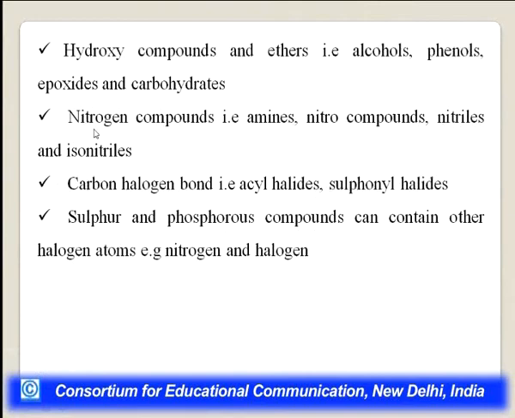Then the next point is nitrogen compounds. For example, amines, nitro compounds, nitriles and isonitriles. All these are nitrogen compounds. Then carbon-halogen bonds, for example, acid halides, sulfonyl halides. Then sulfur and phosphorus compounds can contain other halogen atoms, for example, nitrogen and halogen.